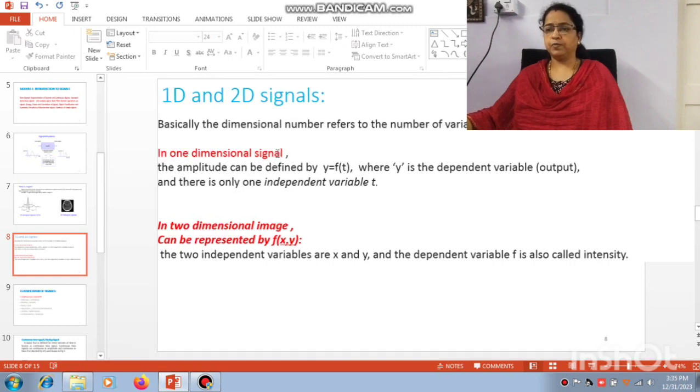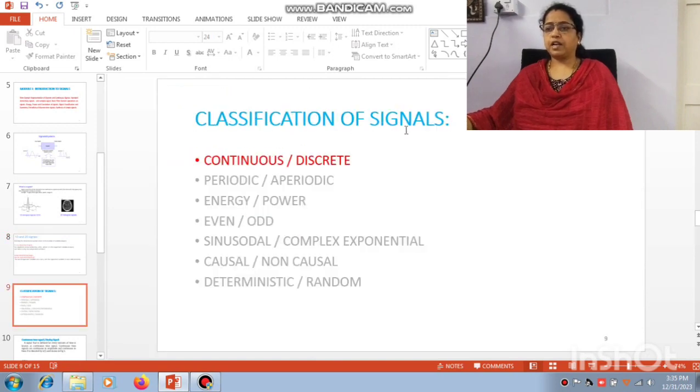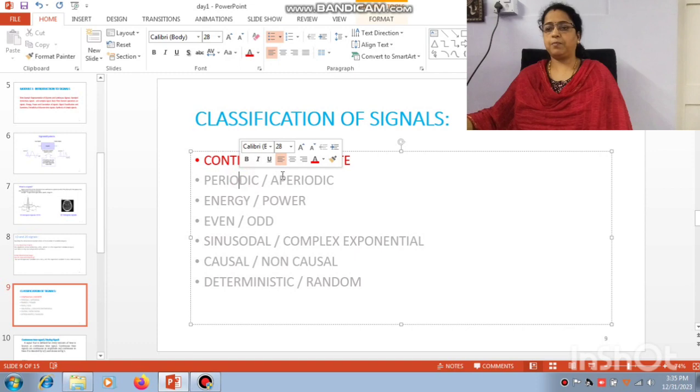Coming to the classification of signals, we have various classifications like continuous signal, discrete signal, periodic signal, aperiodic signal, energy signal, power signal, even signal, odd signal, sinusoidal signal or complex exponential signal, causal or non-causal signal, deterministic signal and random signal. One by one I will be discussing these. Let us first try to understand what is a continuous signal and what is a discrete signal.